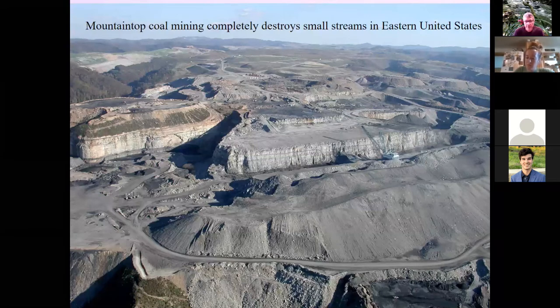And I'm going to talk about environmental and extreme environmental impact on streams in the Appalachians in eastern United States. And this is mountaintop coal mining. What they do in this situation is they just strip the tops of mountains off to dig out the coal. You can kind of see a layer of coal down here, and they've cut this off. And what they do at the top of the mountain is they just throw it over the side. And so they just completely fill the channels.